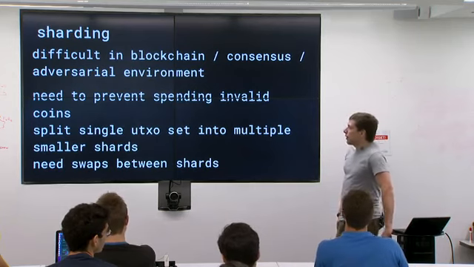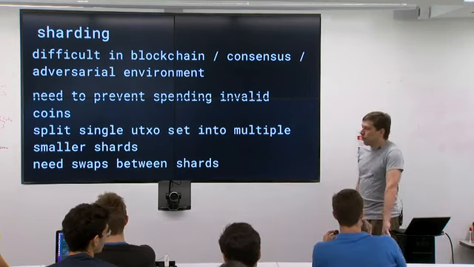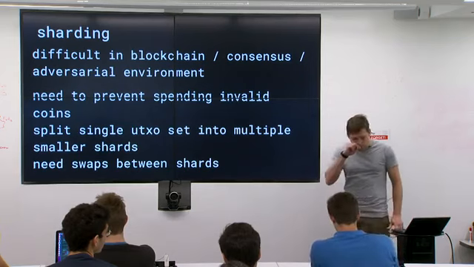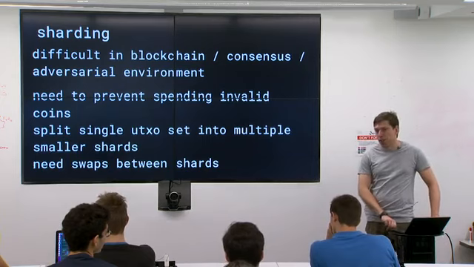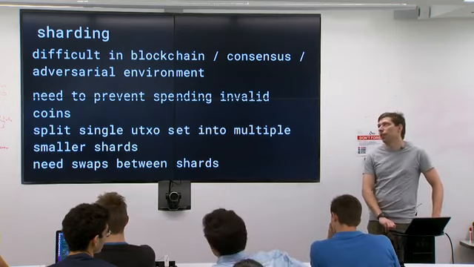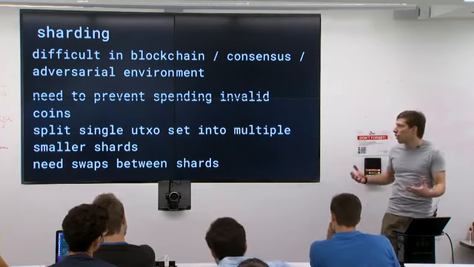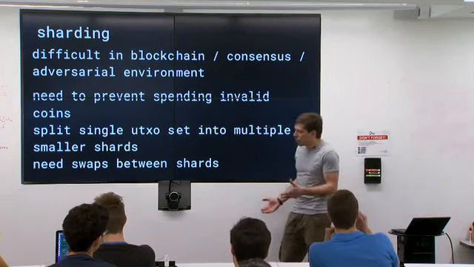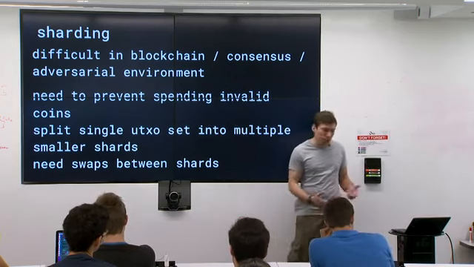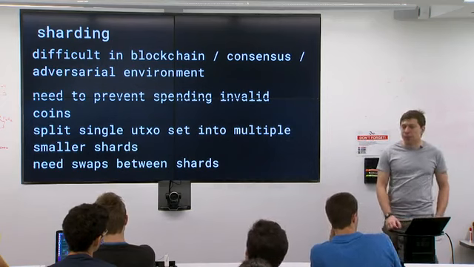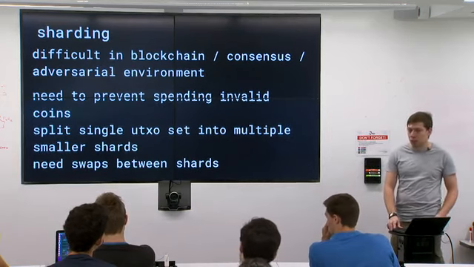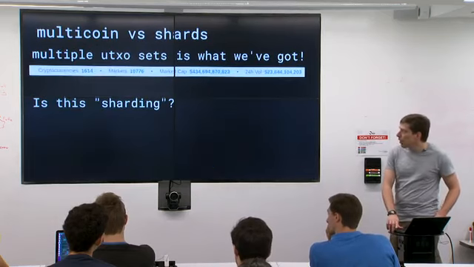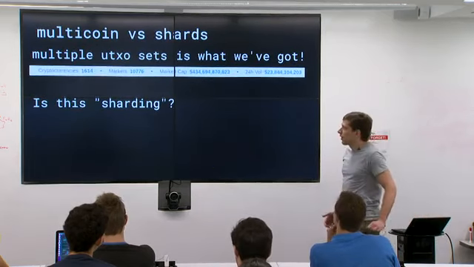So the idea is to split a single UTXO set into multiple smaller sets, and that part is okay, but you need communication between the shards, right? So you could say, okay, well, we're making a bunch of different UTXO sets. Each node can choose their own UTXO set that they're keeping track of, and then you have some kind of merge mining between the UTXO sets, but you need swaps between the shards. It's kind of an interesting thing to think of.